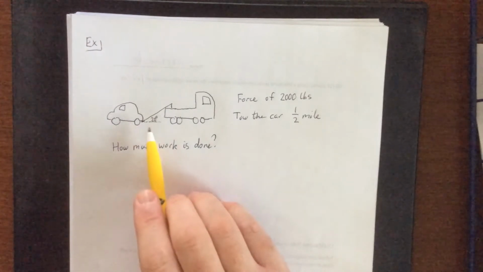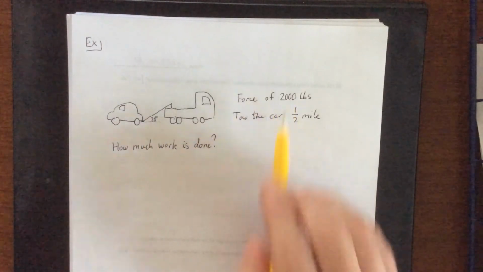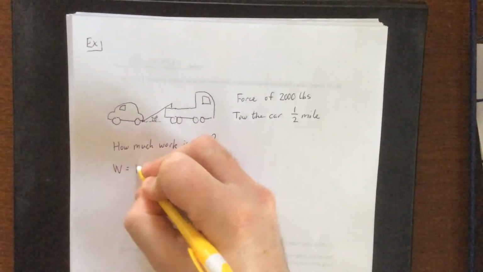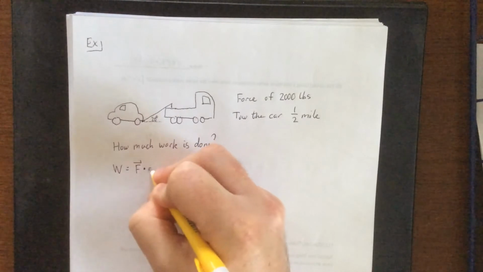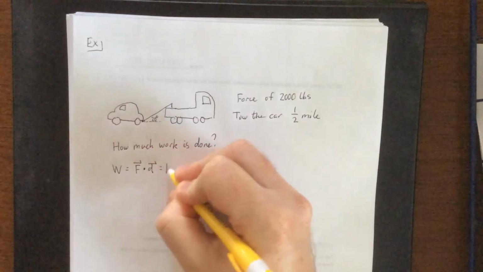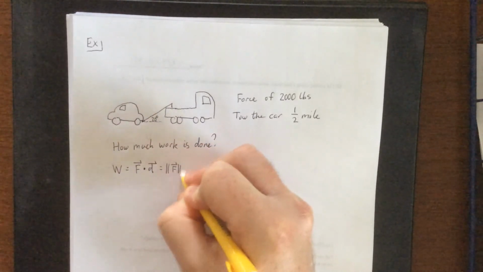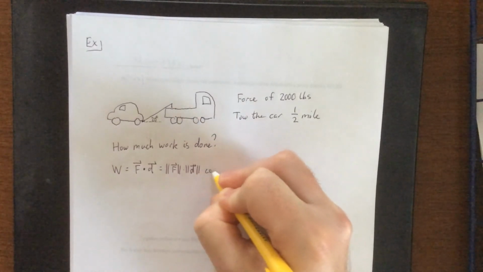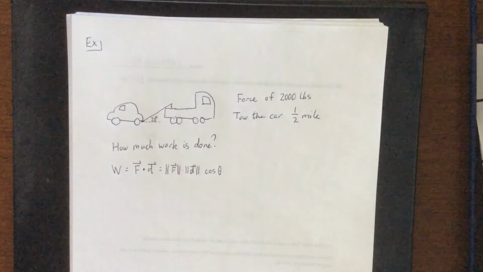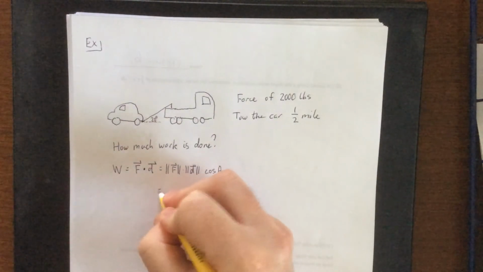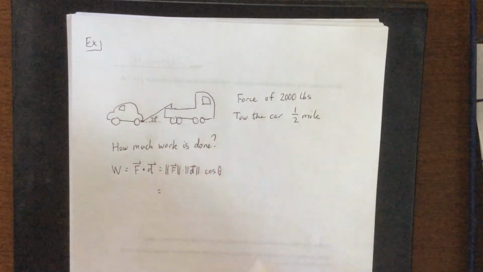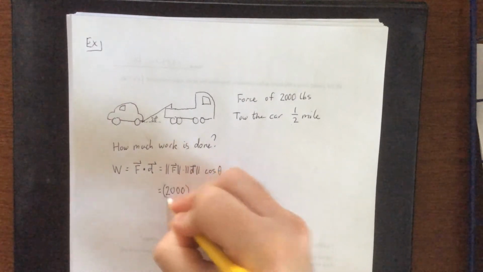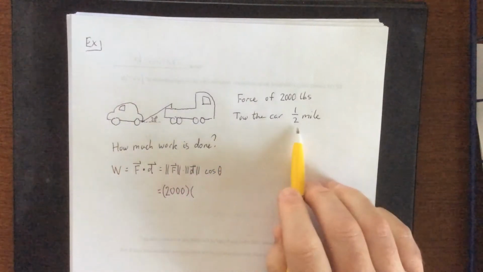Now in this case, you were given an angle, and you were given magnitudes of things. So what I'm going to use for this one, while it's true that it is the dot product of these two vectors, the alternative form says that we can do the magnitude of the force times the magnitude of the displacement times the cosine of the angle in between them. Now in this case, the magnitude of the force was given to us. That was 2,000 pounds. The displacement was half a mile.